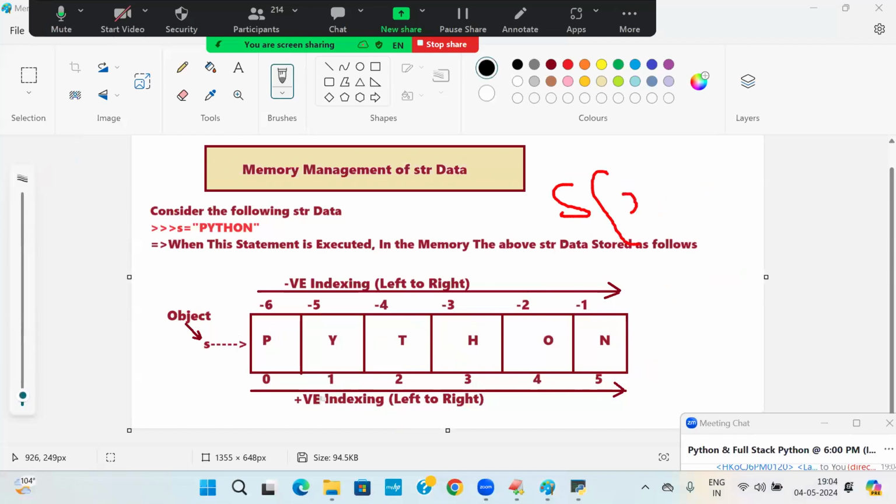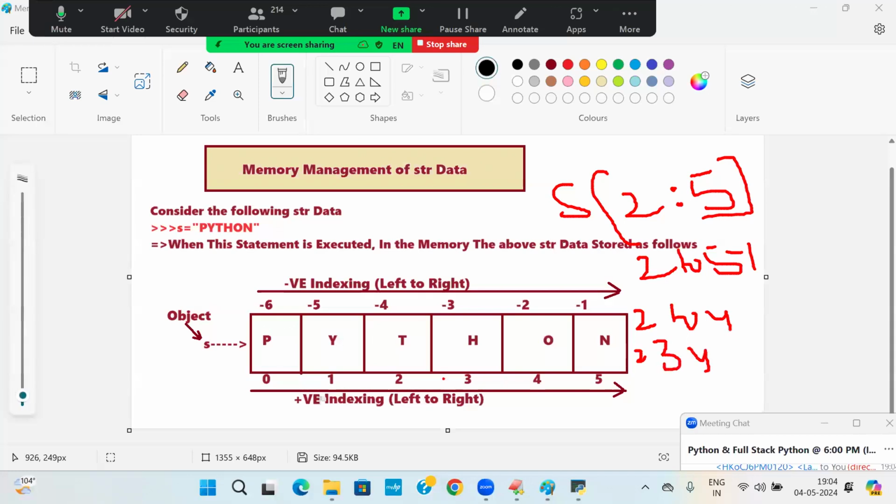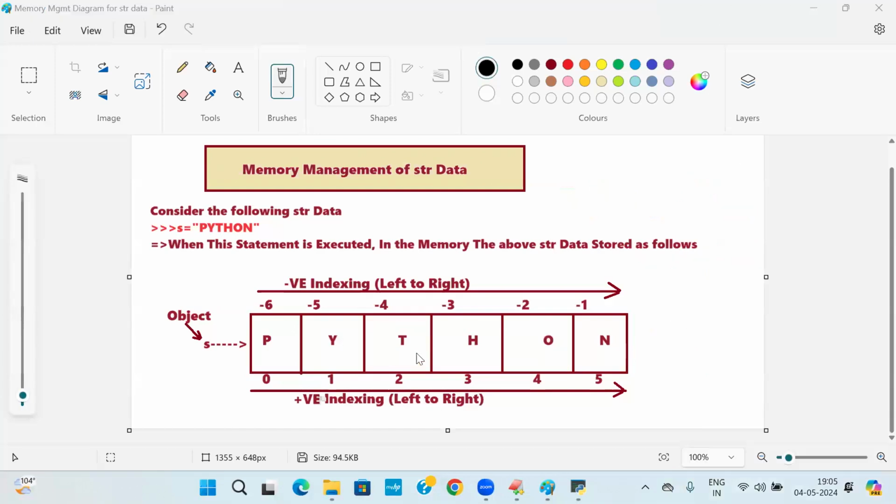Suppose now I will write S[2:5]. It is going to give you 2 to 5 minus 1. 2 to 5 minus 1 means 2 to 4. What is that now? 2, 3, 4. What is that 2, 3, 4? THO. Easy or difficult? Easy.